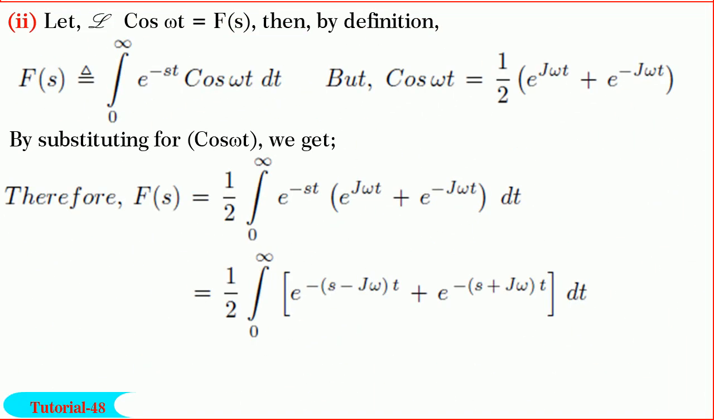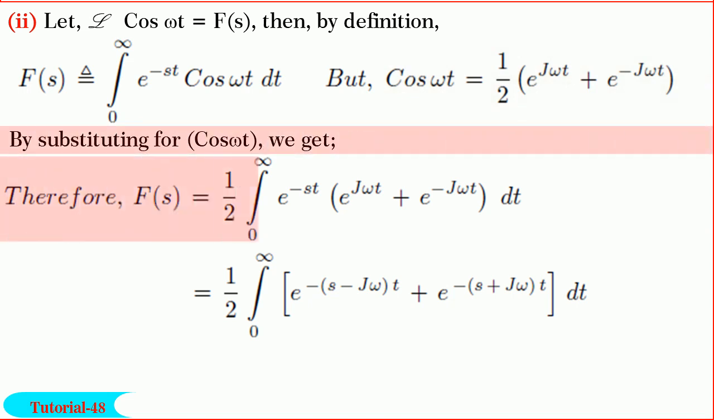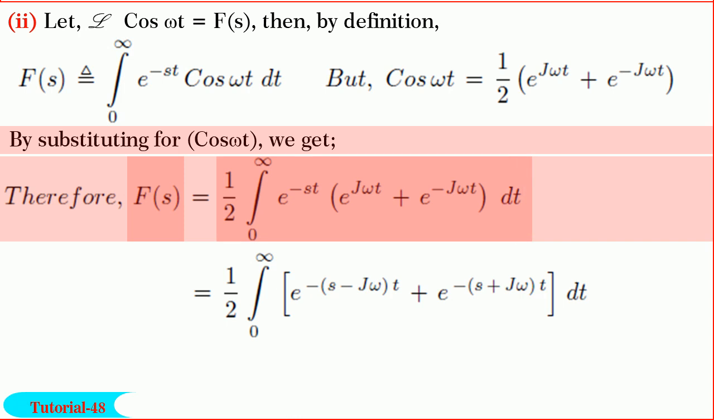Friends, next we shall find the Laplace transform of cos omega t. We know by definition F(s) is equal to integration 0 to infinity e to the power of minus st cos omega t dt. But cos omega t is equal to 1 by 2 into e to the power of j omega t plus e to the power of minus j omega t. By substituting for cos omega t, we get F(s) is equal to 1 divided by 2 into integration 0 to infinity e to the power of minus st into e to the power of j omega t plus e to the power of minus j omega t dt.